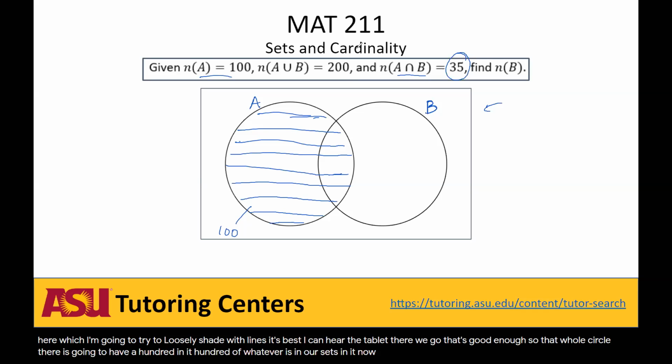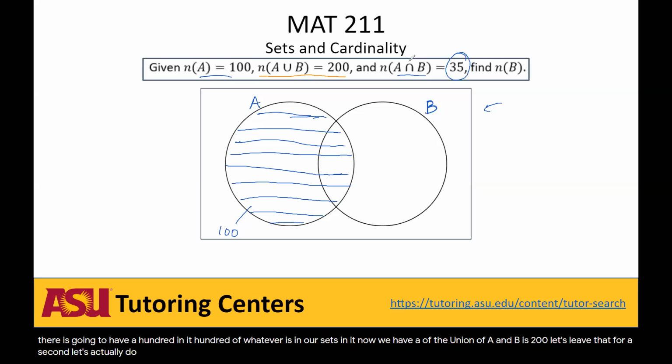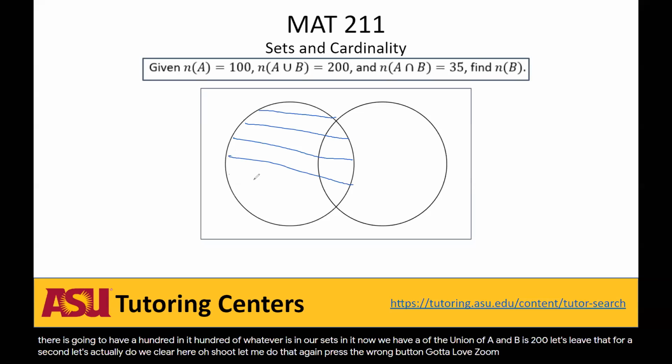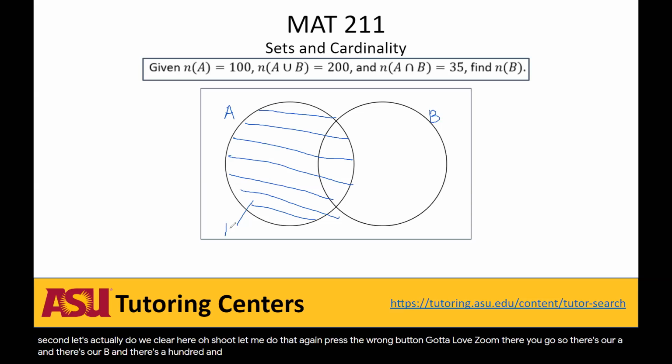Now we have n of the union of A and B is 200. Let's leave that for a second. Let's actually clear here. Oh shoot, let me do that again. Press the wrong button. Gotta love Zoom. There we go. So there's our A, and there's our B, and there's 100 in there.